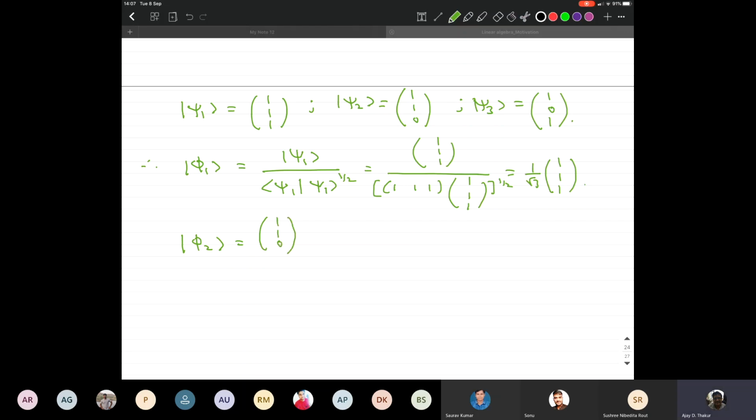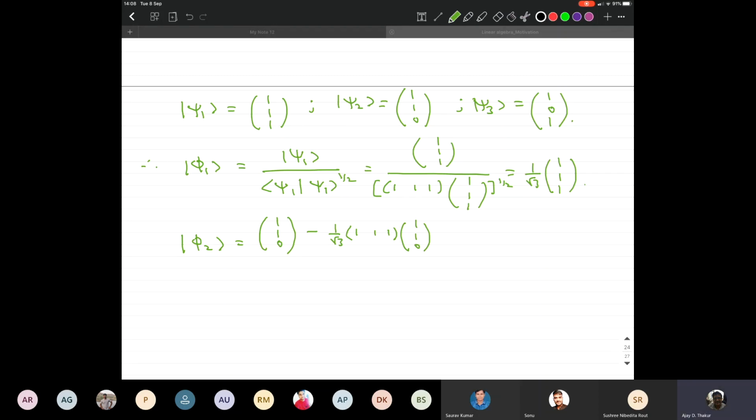And subtract from it phi1 psi2. So phi1 psi2 is going to be, phi1 is already there, so 1 over root 3. But now it is transposed, conjugated. So 1, 1, 1. And then you multiply it with psi2. So that is 1, 1, 0. And you find it along.